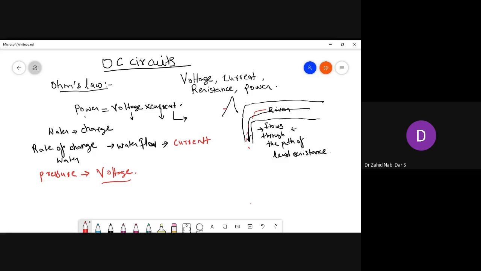This voltage would depend upon, see here, there is some potential energy to it, depending on the height from which it is falling. So there is some potential energy involved, and the force of the water will be the kinetic energy, and the pressure of it is basically the voltage.